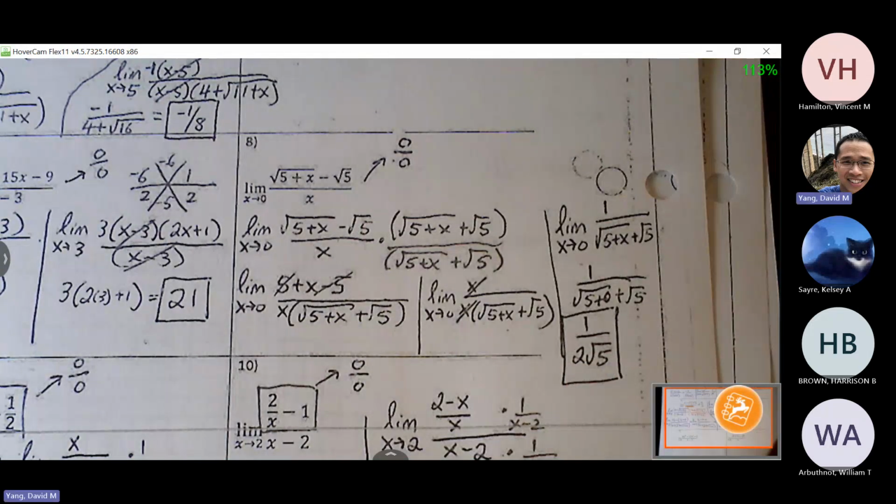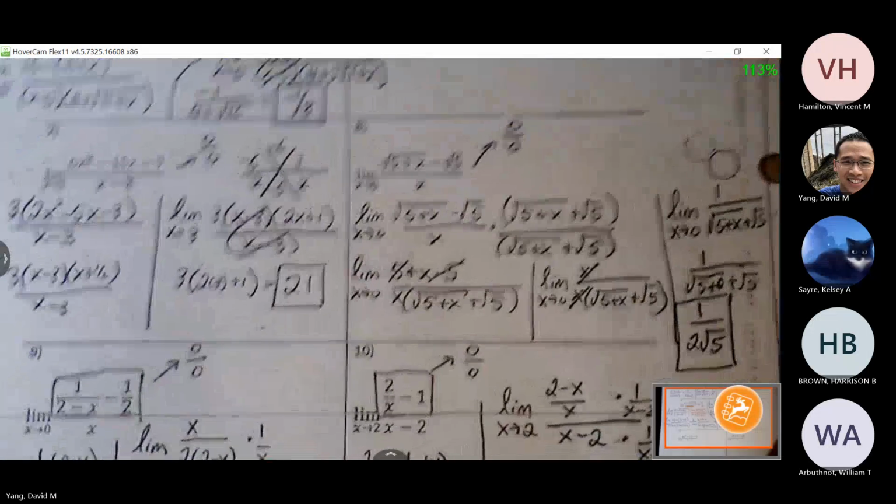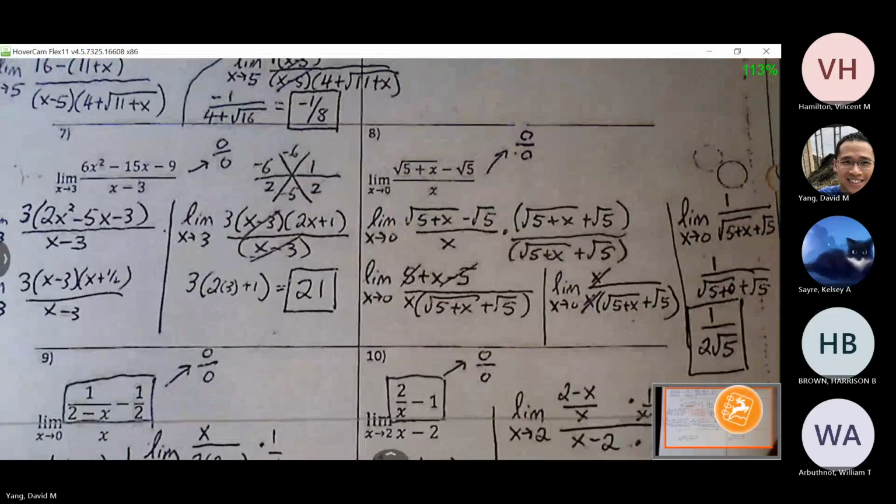Squeeze method again? I'll do an example of that at the end. Wait, you said the squeeze is on the quiz? Yeah, it's on the quiz, but I'll do one at the end to make sure that you guys are good. Okay.